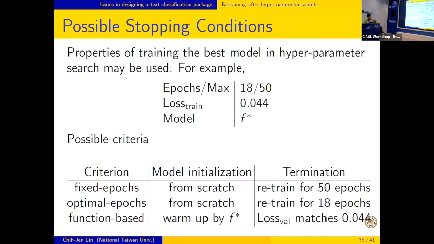So here, in doing the combined training, if the loss value on the validation set matches this 0.040, then I stop. But for this one, I can do some kind of warm start instead of initialization from scratch.